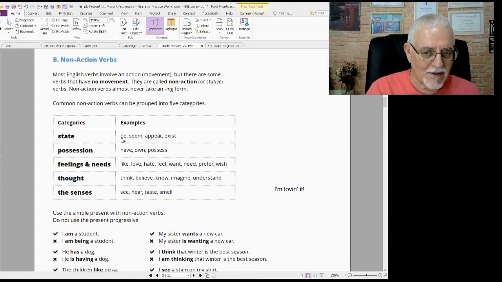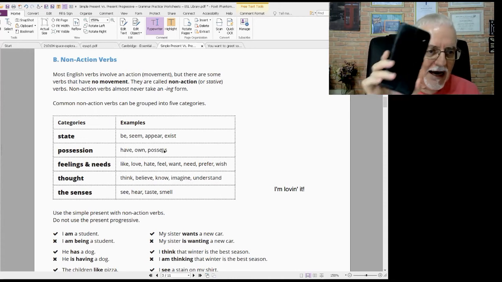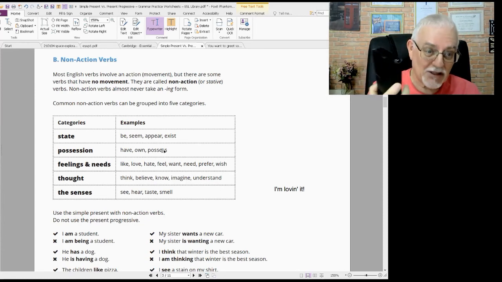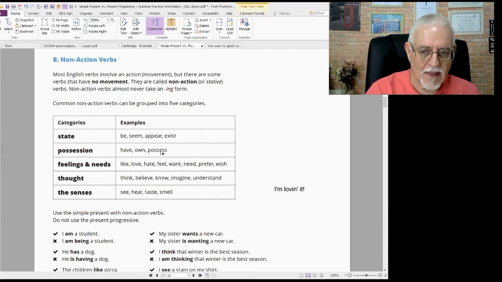So we have be, seem, appear, exist under states. Under possession, we have, own, and possess. Remember, I own this phone, but it is not an action to own it. It's a possessive state. Feelings and needs: like, love, hate, feel, want, need, prefer, wish.